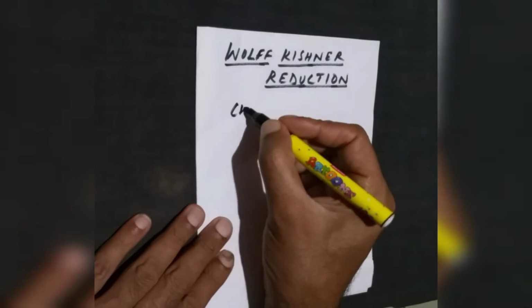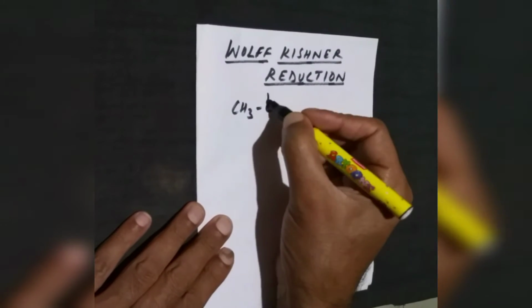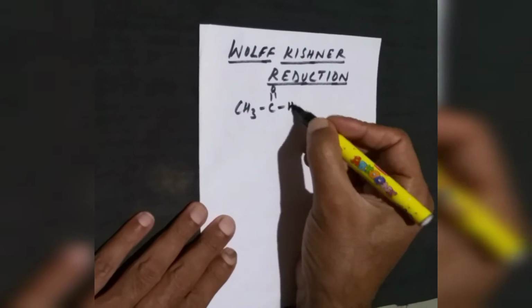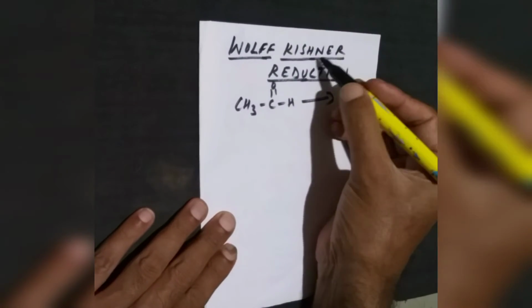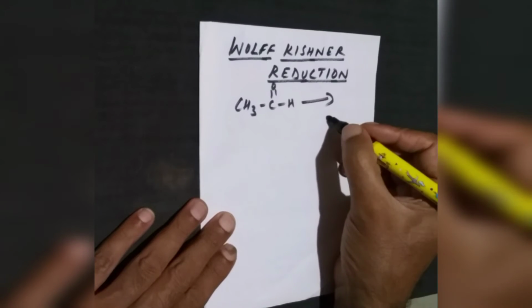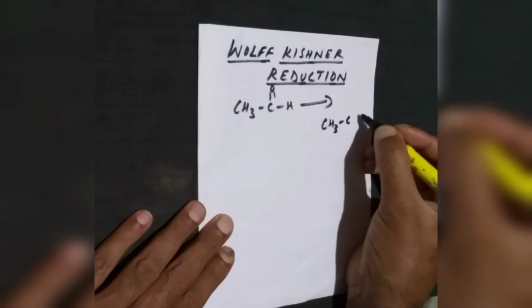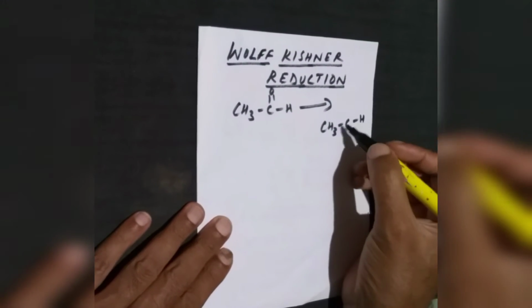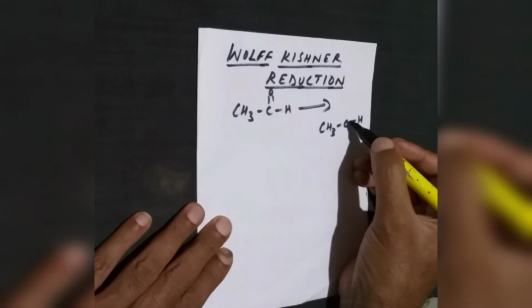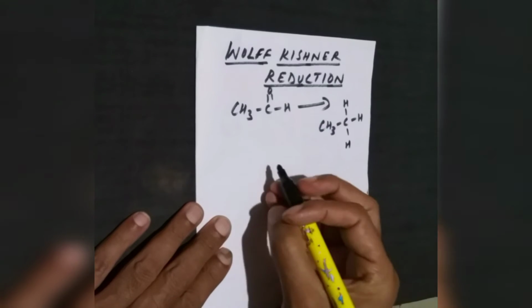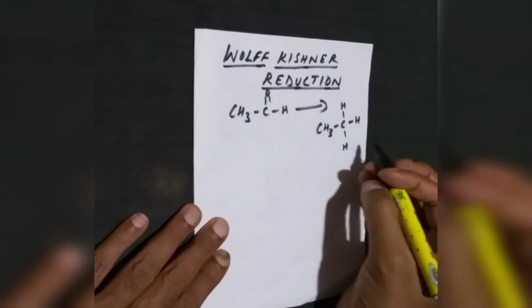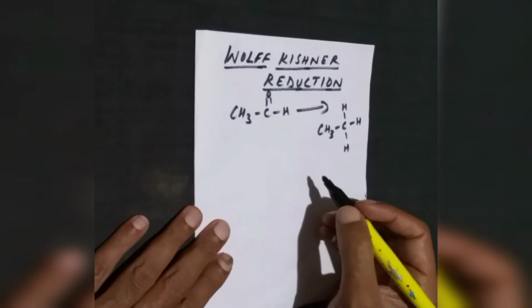So we take an aldehyde, CH3, C double bond O, H, acetaldehyde. The oxygen will be removed because it's a reduction. So I will have the CH3, C and the H. And the balance of carbon valency is 1 and 1, 2. 2 is filled, so once again we can add the hydrogen here. So the product will be: the aldehyde will be converted to the alkane.